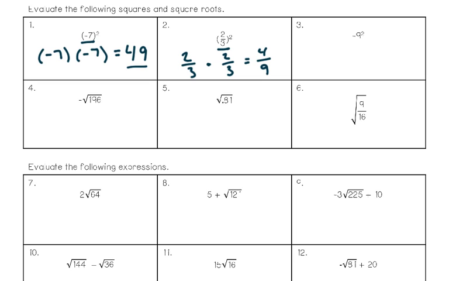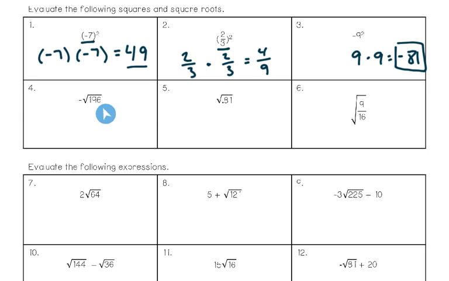Let's take a look at number 3. It says -9 squared. Here's the catch. There's no parentheses. So thinking about PEMDAS, your exponent comes first. You always have to do your exponent first. So we'll go ahead and take care of 9 times 9, and that's 81. And then there was a negative on the outside, so you'll just bring down that negative. So when there's not a parentheses, remember your answer can be negative.